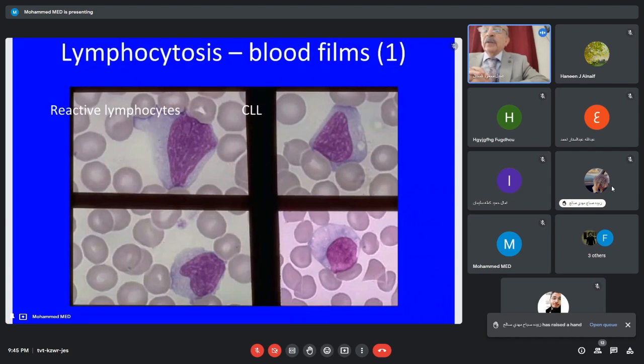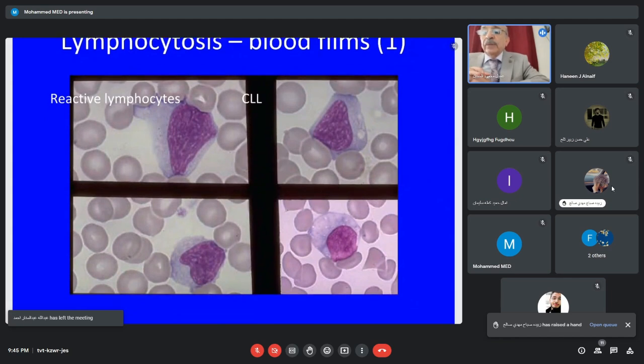Yes, this is a slide showing lymphocytosis. This is reactive lymphocytosis, multiple lymphocytes in the field. Next slide, please.